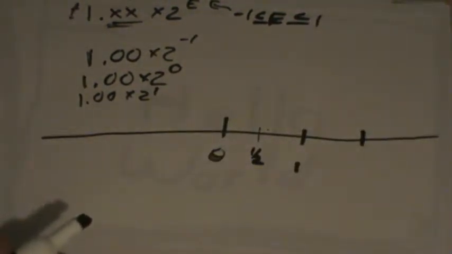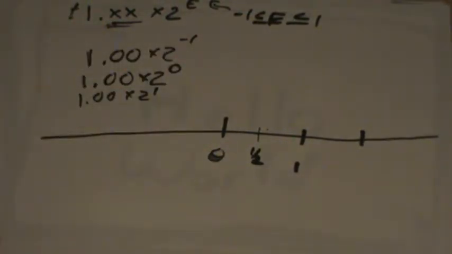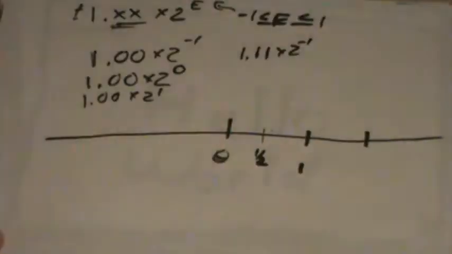All right. Now, let's take a look at each of these little exponent ranges. When the exponent is equal to -1, what's the biggest number I can encode when the exponent's -1? So that means I have 1.11 times 2 to the -1.